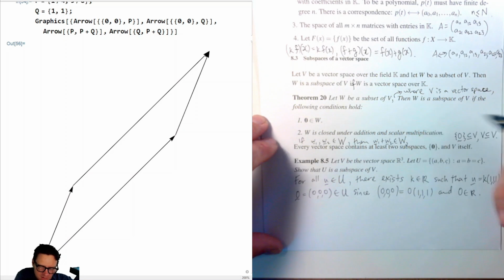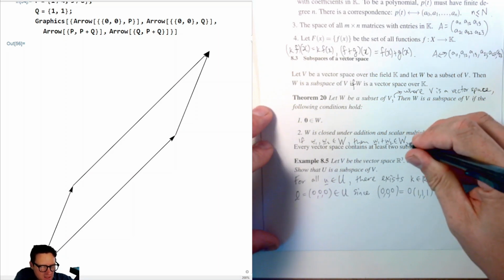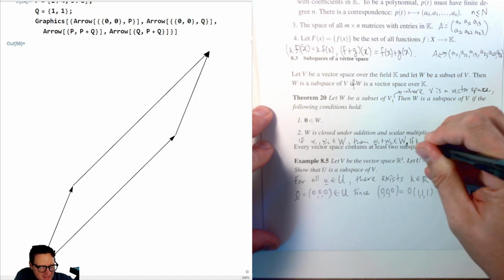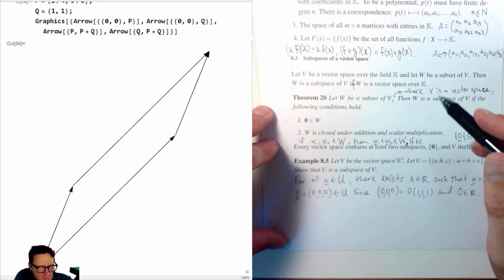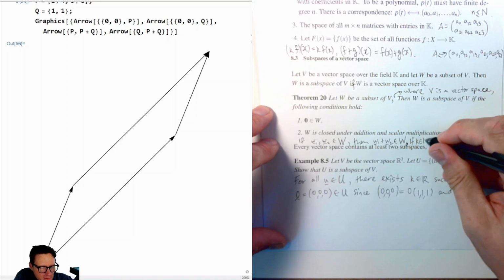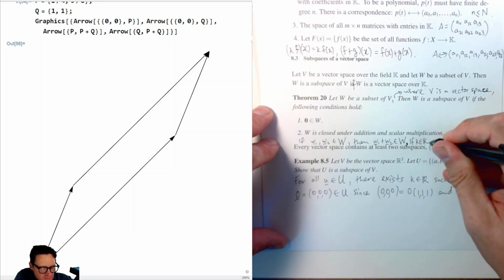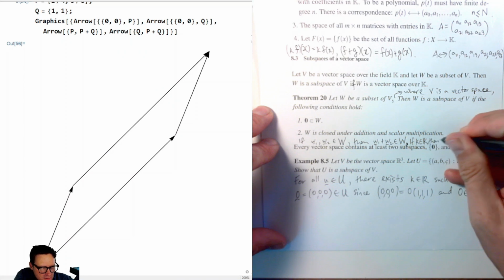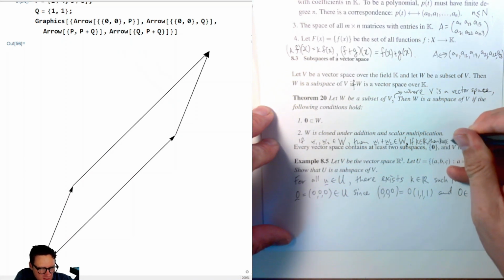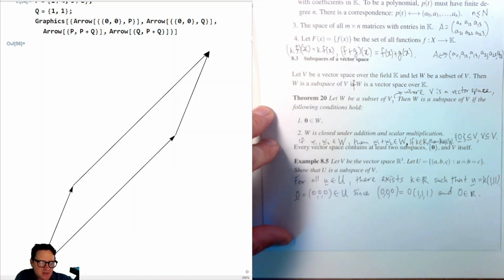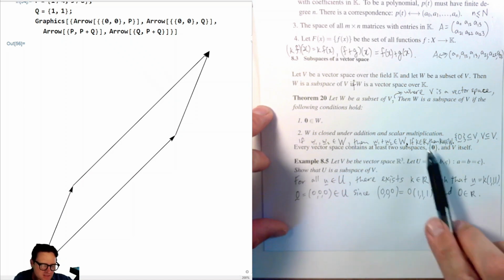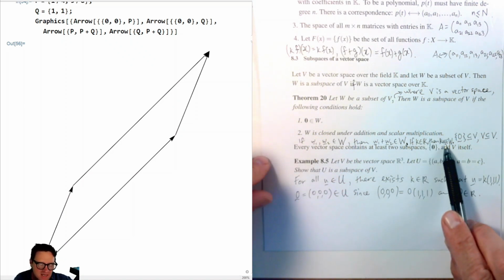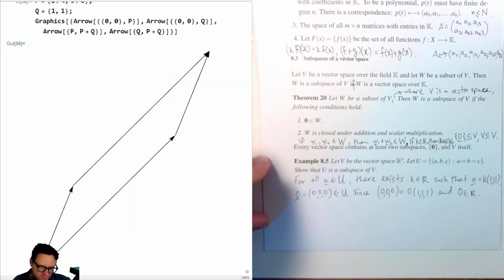Now closed under scalar multiplication is if K is a scalar, so in the field of scalars, then K times W1 is also in uppercase W, the set W. Okay, so this is closed under scalar multiplication. All right, so let's check that here.